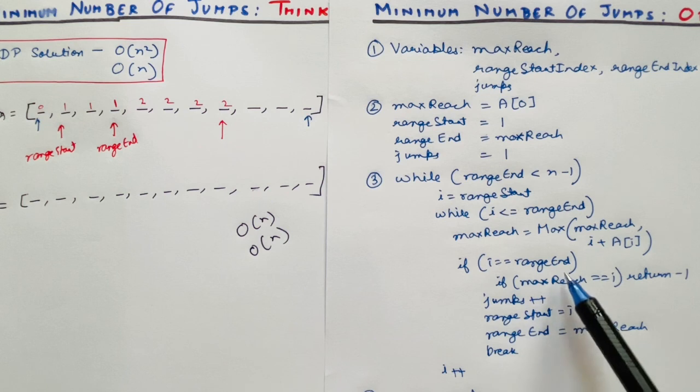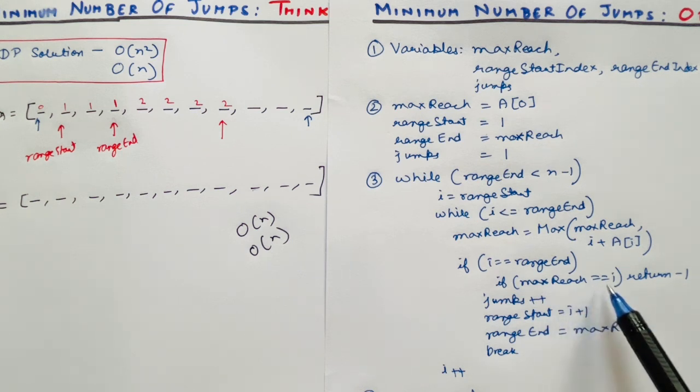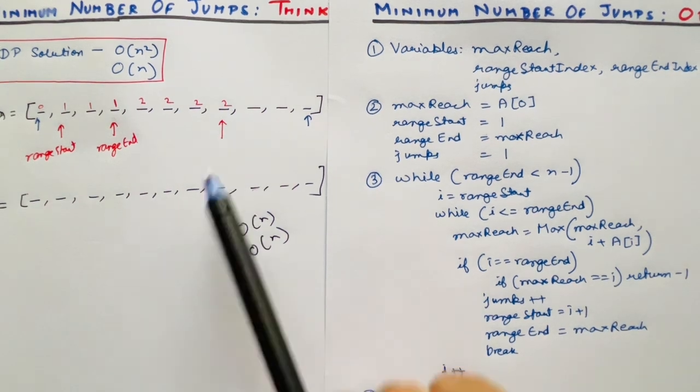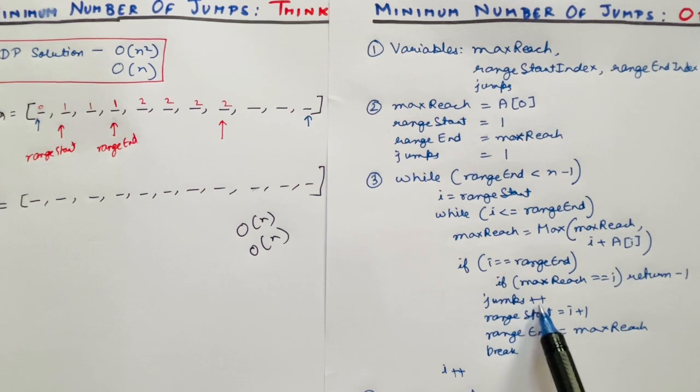When we reach the end index, we first check if the max reach is equal to the end index itself. If it is, then we cannot reach any further and therefore we return -1. If it is not and max reach is some index later, that means we have made another jump and we now have to update the range.